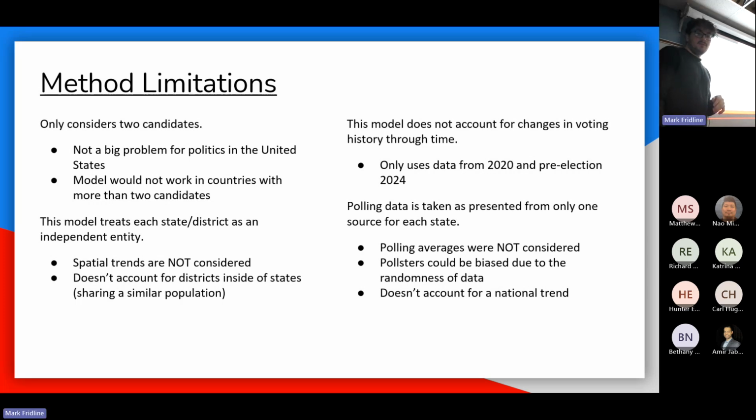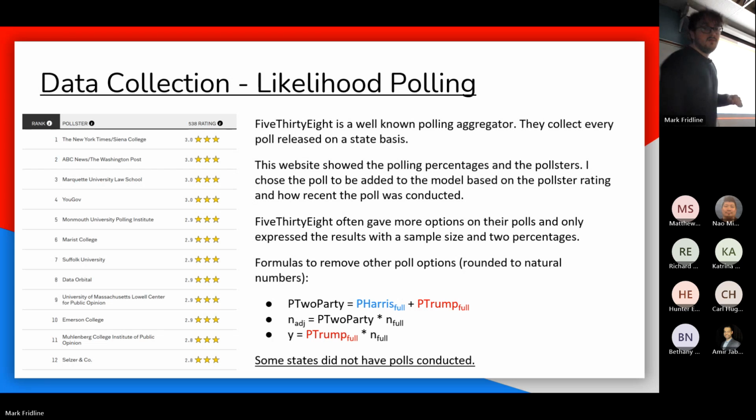And then last limitation, polling data is taken as presented from only one source. So this, I would say, is our largest limitation. I did not introduce any polling average scheme. I just went through and I picked whichever poll was the highest. I didn't even mention that, actually. Let me go back. So over here is a list of pollsters on 538. 538 ranks them based on some ratings. They go down pretty low, but these are just the top.